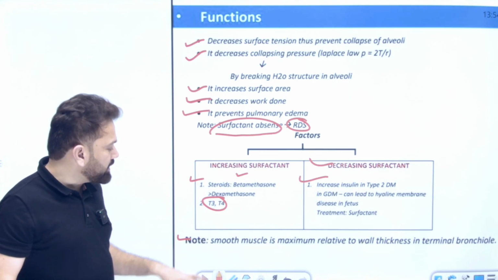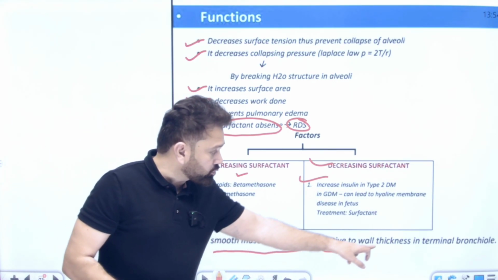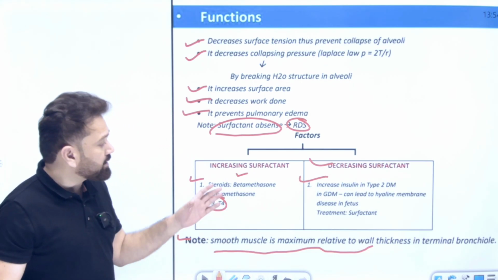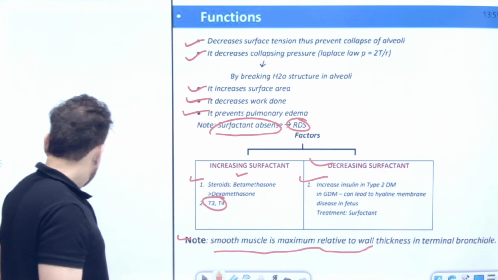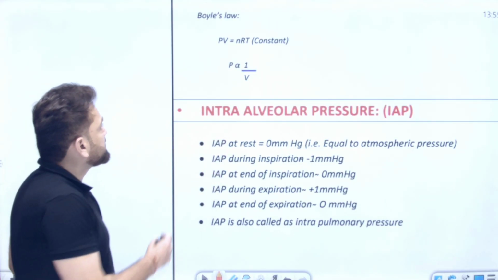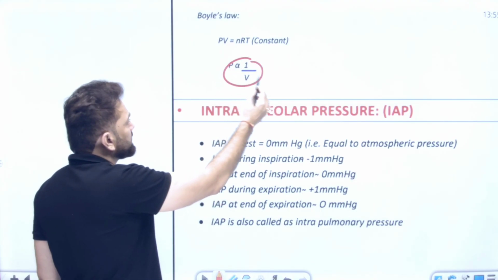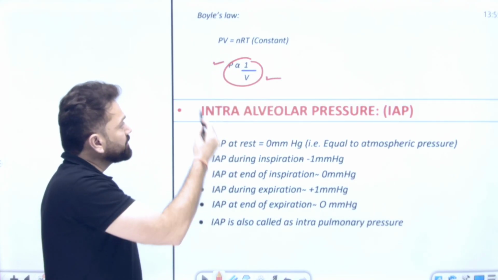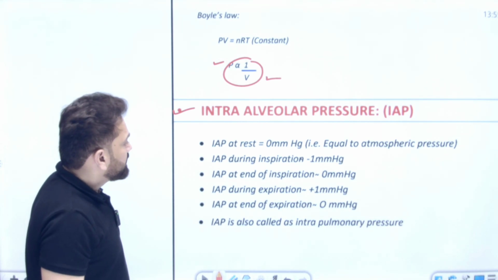One very important point: smooth muscles are maximum relative to the wall thickness where? In the terminal bronchiole. Sometimes they ask you this question in the viva. Coming to the mechanics of breathing, see, Boyle's law says PV equals nRT, P is proportional to 1 by V. If you increase volume, pressure will decrease. This is important for understanding intra-alveolar pressure.